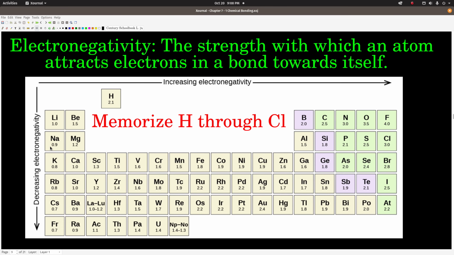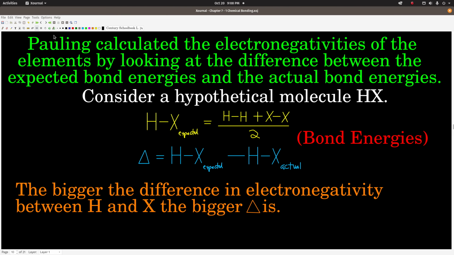Then, when we get to sodium, it starts with 0.9, a little bit less than this, and it goes up 0.3 to 1.2, then another 0.3 to 1.5, another 0.3 to 1.8, another 0.3 to 2.1, and the last two go up 0.4 and 0.5. So memorize those numbers, put them on your card. It's going to be really useful for you guys to know. Remember, the higher the electronegativity, the stronger that element pulls electrons towards itself in a bond.